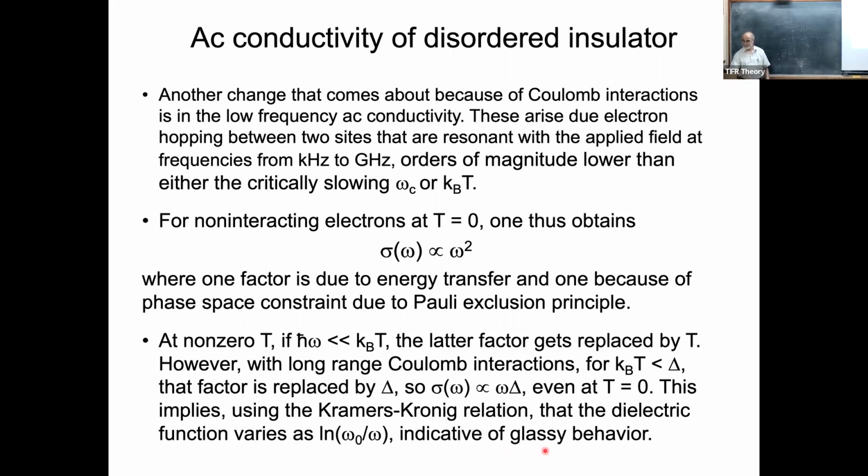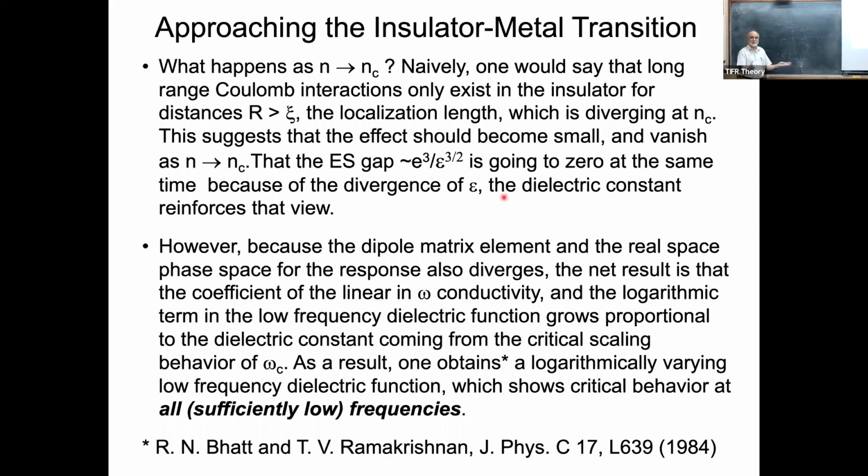Okay. So what happens when n goes to nc? The naive expectation is that this critical frequency that you're talking about, where everything happens, the low frequency part, is going to zero. So there's no phase space left for this. All right. But it turns out that it exists for long distances, and the amplitude of that depends on the dipole strength of these hops over length scales that are larger than the localization length. And that actually completely cancels the other effect.